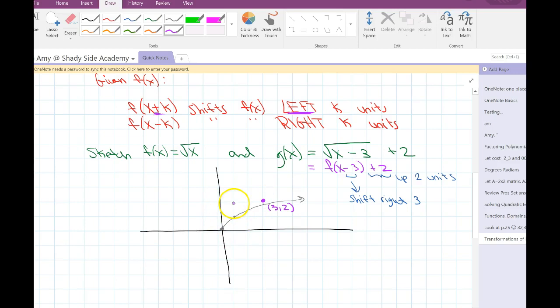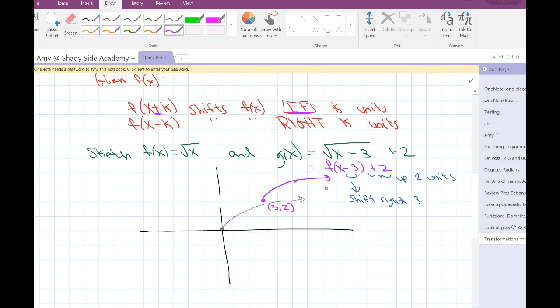Right 3 and up 2 units. Maybe you'll do this, the 1, 1. If this was the point 1, 1, which it is, right? Shifting it right 3 and up 2 units will give you 4, 3, right? And maybe there's the translation.